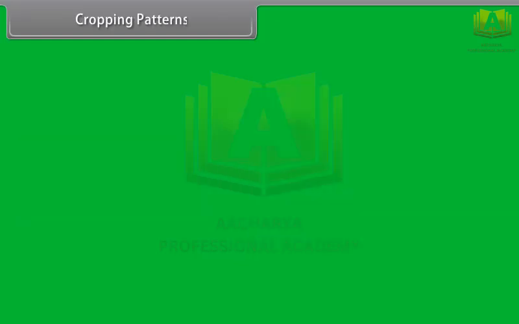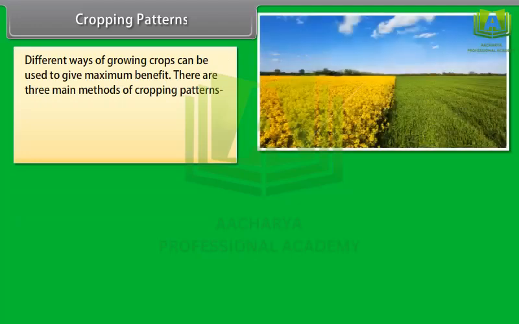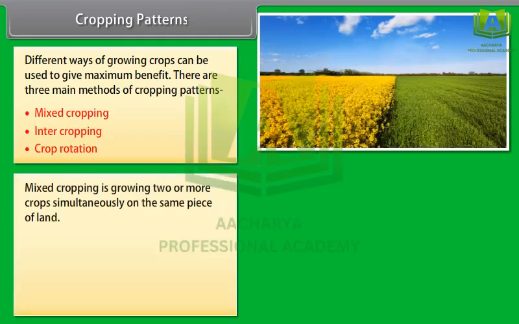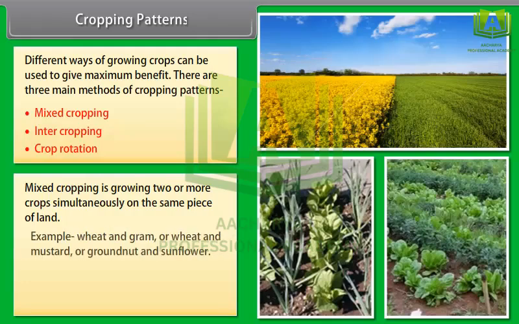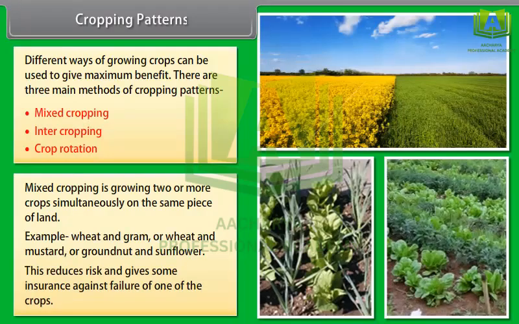Cropping patterns. Different ways of growing crops can be used to give maximum benefit. There are three main methods of cropping patterns: mixed cropping, intercropping, and crop rotation. Mixed cropping is growing two or more crops simultaneously on the same piece of land. Example, wheat and gram, or wheat and mustard, or groundnut and sunflower. This reduces risk and gives some insurance against failure of one of the crops.